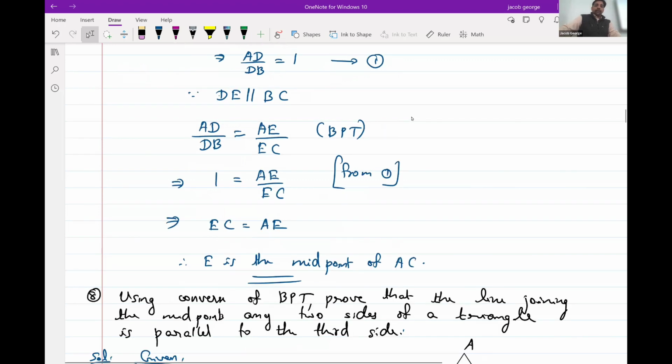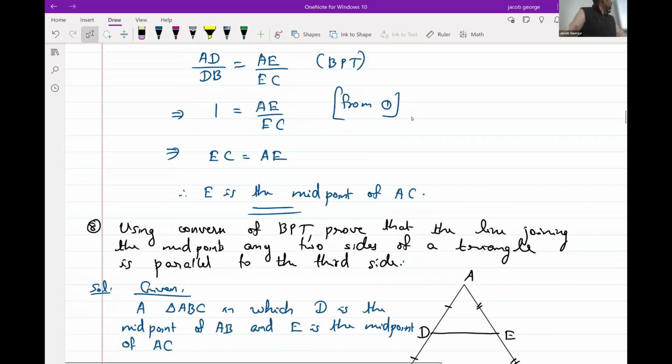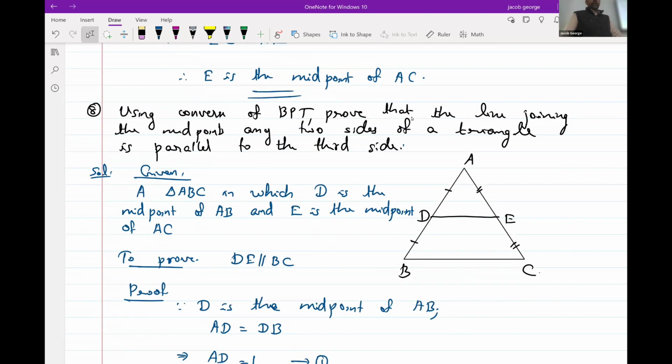Now we have the next sum. Next is a similar question. So please note down this also. Using converse of BPT, prove that the line joining the midpoints of two sides of a triangle is parallel to the third side.